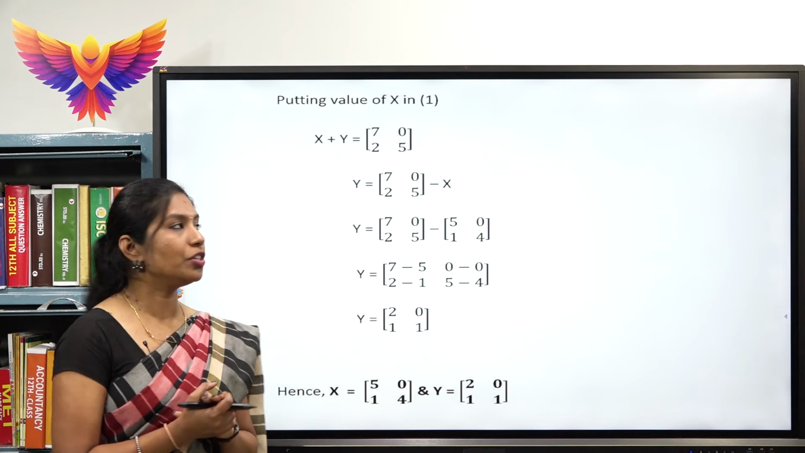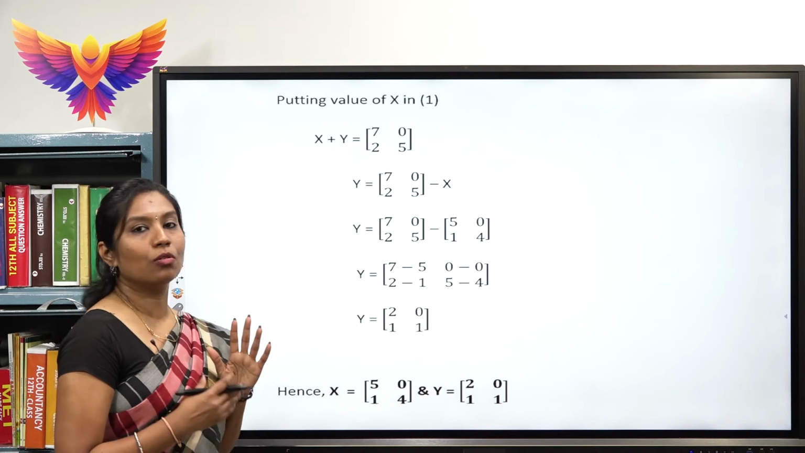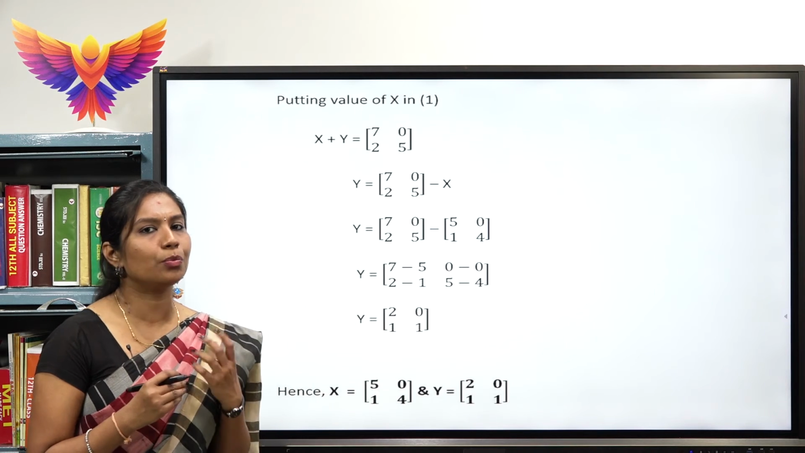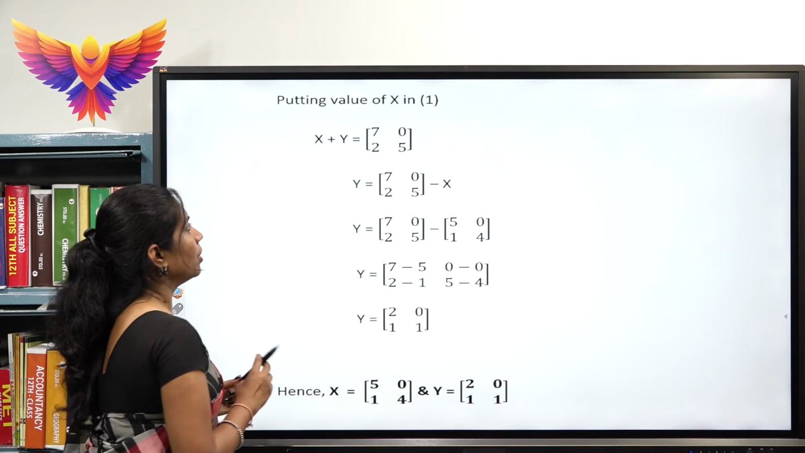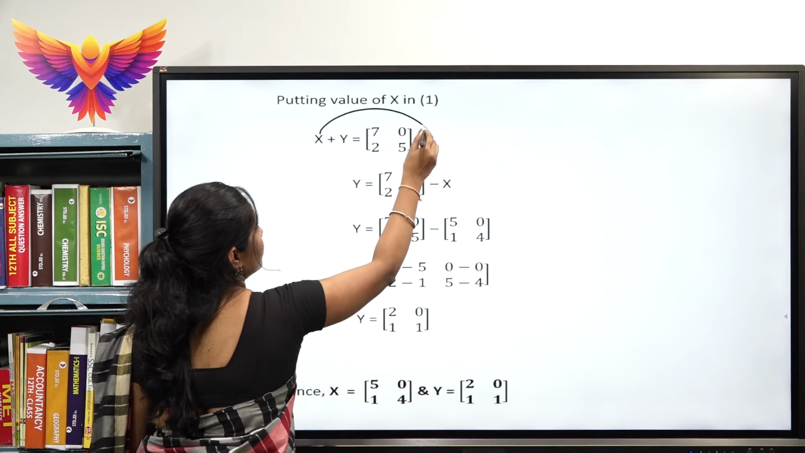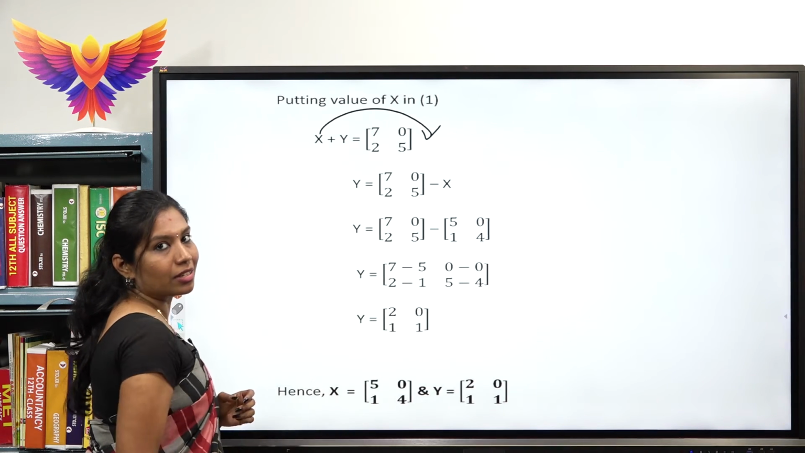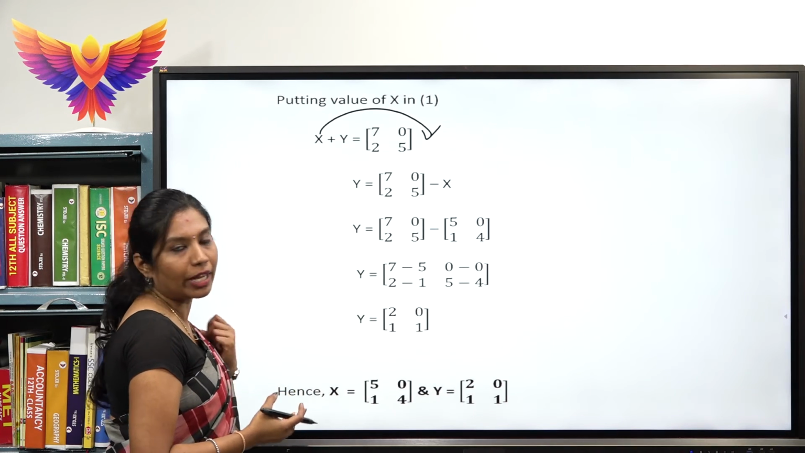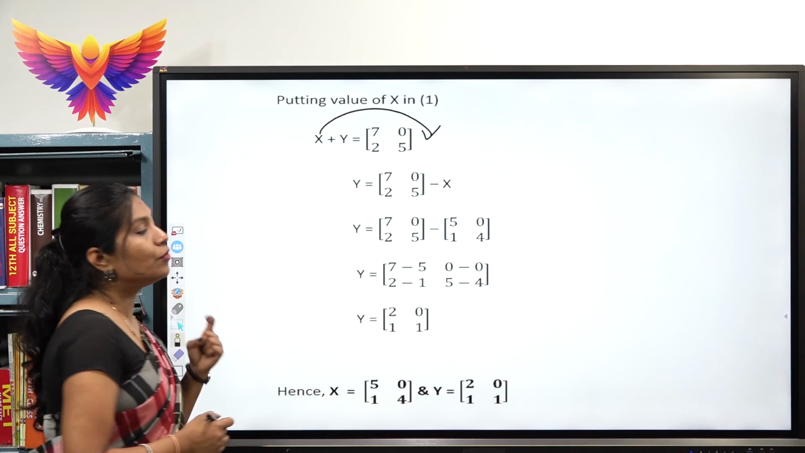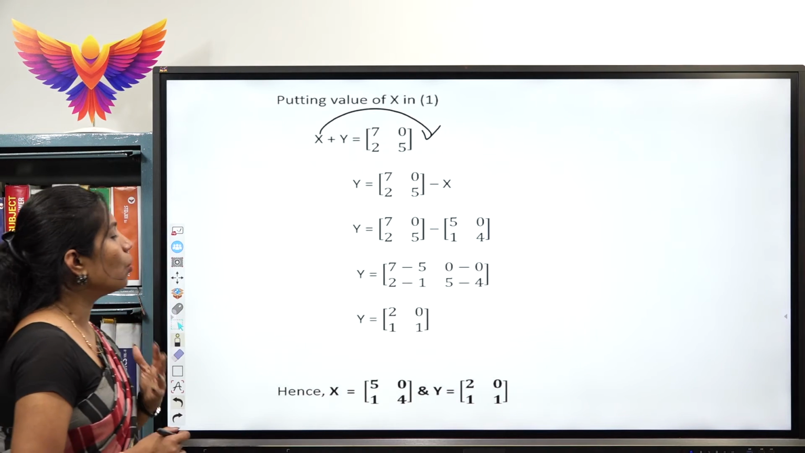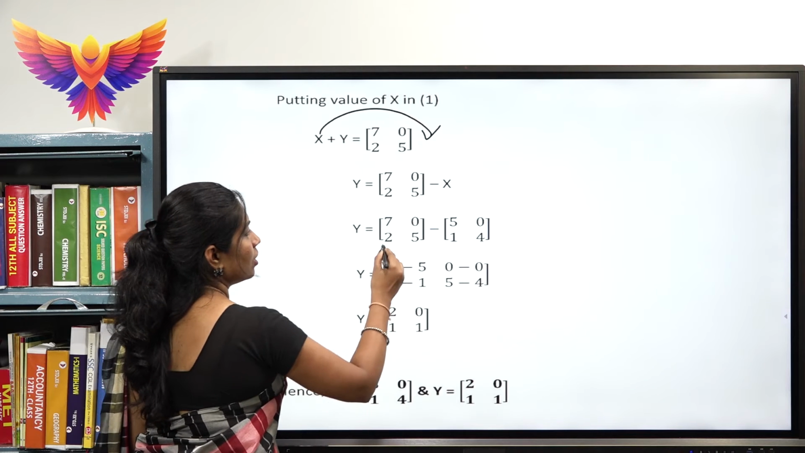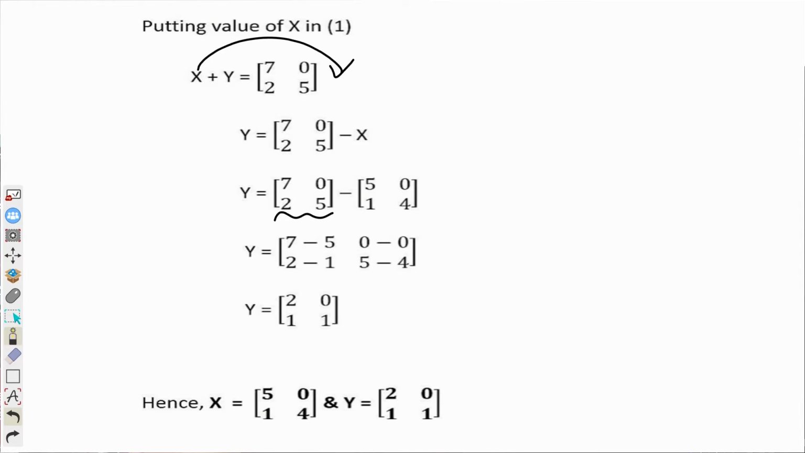We have an equation here, x plus y is equal to 7, 0, 2 and 5, the given equation. I need to get the value of y. Y is nothing but, I can shift this x to the right hand side, which will give me minus x, because I need the value of y here. So x we already got from the previous slide, it is 5, 0, 1 and 4. Now y is nothing but this matrix, 7, 0, 2 and 5, minus x, whatever we have got.